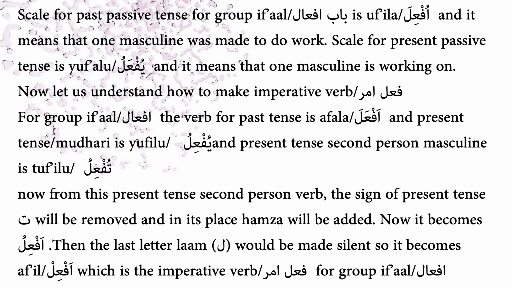Now let's understand how to make the imperative verb, fi'l amr. For group If'aal, the past tense verb is af'ala, and the present tense mudari' is yuf'ilu, and the present tense second person masculine is tuf'ilu. Now from this present tense second person verb, the sign of present tense ta will be removed and in its place hamza will be added. Now it becomes uf'ilu. Then the last letter lam would be made silent, so it becomes af'il, which is the imperative verb for group If'aal.